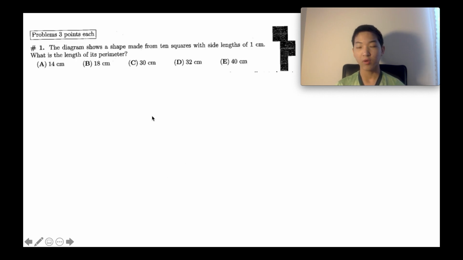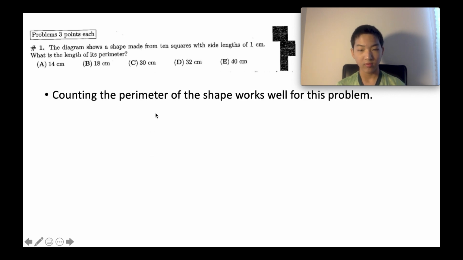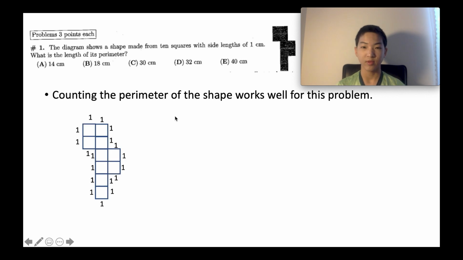First, we will go over problem 1. All of the problems for the first 10 problems will be worth 3 points each. For this problem, we can just count the perimeter of the shape. So the scanned shape was a little bit unclear, so I made another model of it. And then here we can just label each of these segments, which are given to be 1 centimeter. We can just label each of these segments as 1.